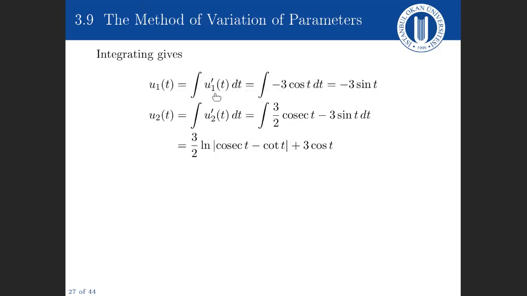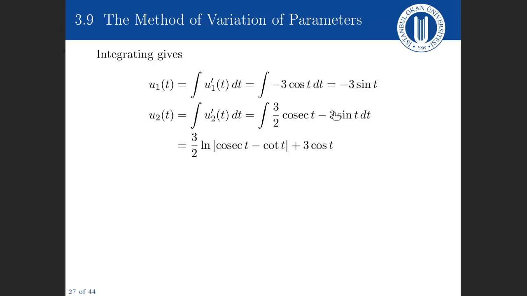So here we are. u1 is the integral of u1 prime, that's the integral of minus 3 cos t, which is minus 3 sine t. We don't need a plus constant here because we're not trying to find every possible u1, we're just trying to find one which works. So we can forget about the constant of integration.